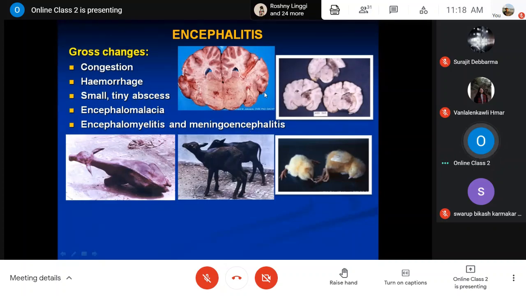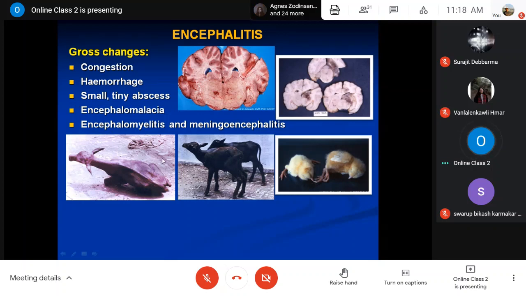That means not only the brain, it may be extended towards the meninges, the protective covering of the brain and the spinal cord. So along with that, if there is an inflammatory reaction, then we call it meningoencephalomyelitis.